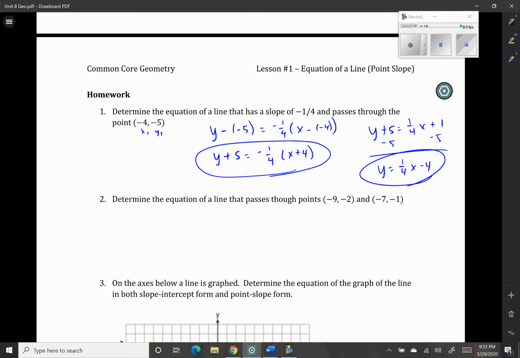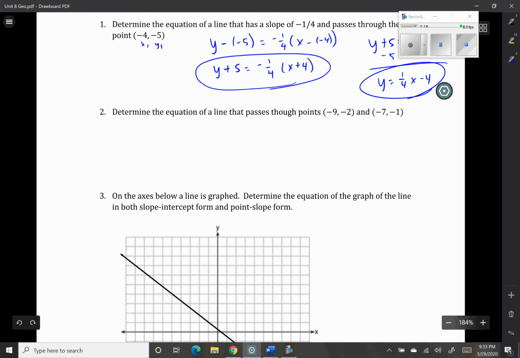Number 2 says determine the equation of a line that passes through those 2 points. So first we have to find the slope. To write an equation of a line, we have to have slope. So if I subtract the y values, negative 1 minus negative 2 divided by negative 7 minus negative 9. So this slope is going to come out to be whatever the calculator tells me here. So type it in if you need to. Negative 1 minus negative 2 and negative 7 minus negative 9. That gives me 1/2.